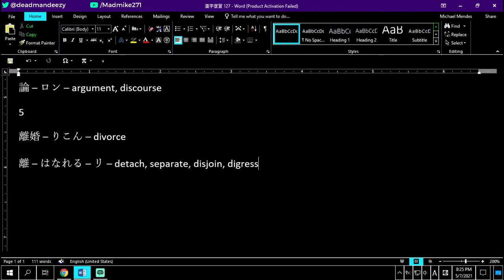Hot lid over me. Rikon. Separated from mu, or you, by an old bird or the judge. Catch or separate. Join or rikon. Separation. Disjoint. Digress.